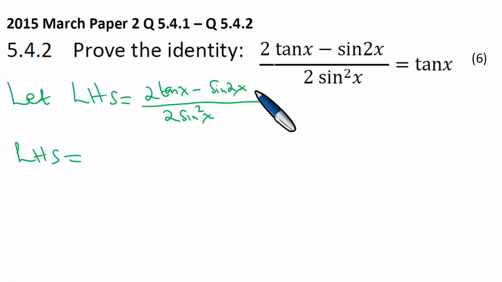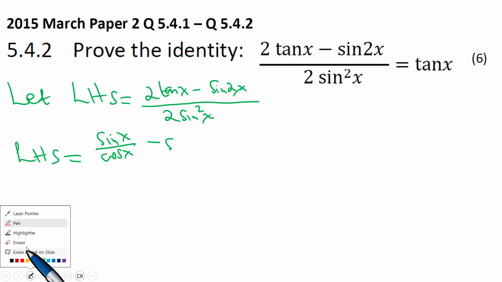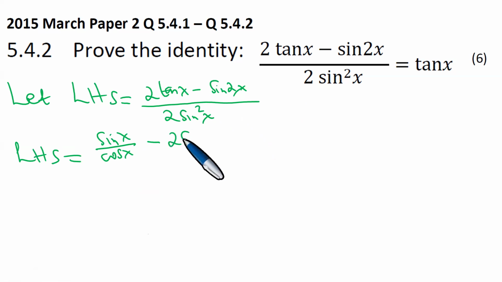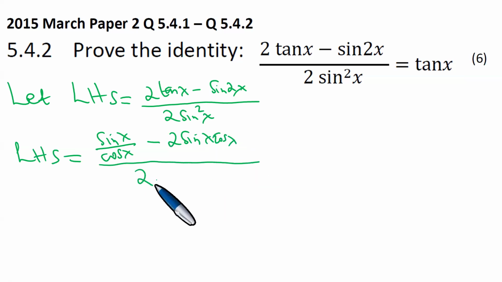What is the left-hand side of this? We want to evaluate it, and we do the usual thing. We express everything in terms of sine and cosine, so tan x is sin x over cos x. And the sine of 2x is 2 sin x cos x. We continue, and in the denominator we have 2 sin squared x.